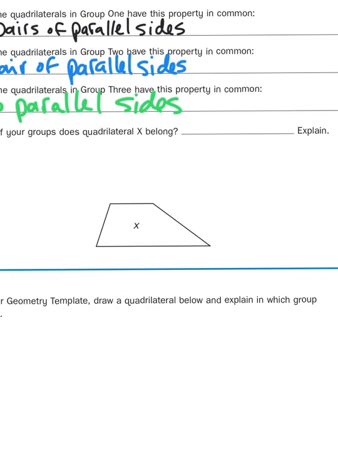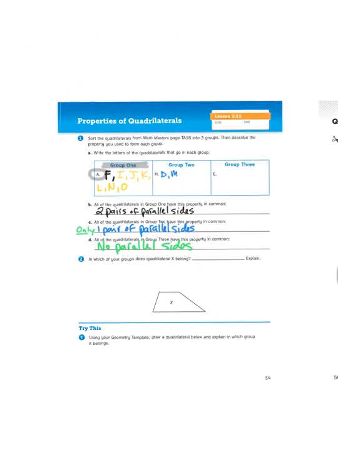Where would this shape, shape X, belong? We've got an outlier that was added in at the last moment. What would I do with this shape? How would I define it?